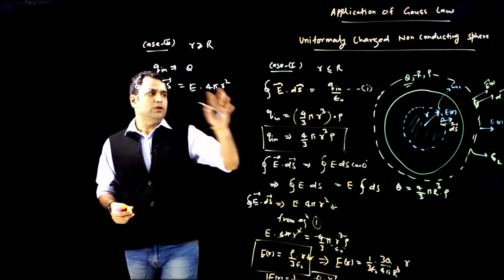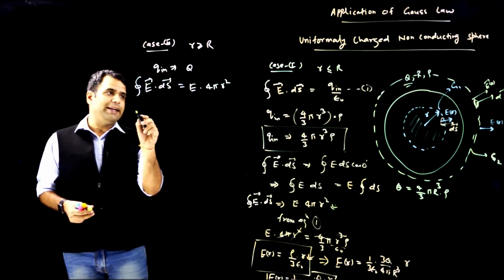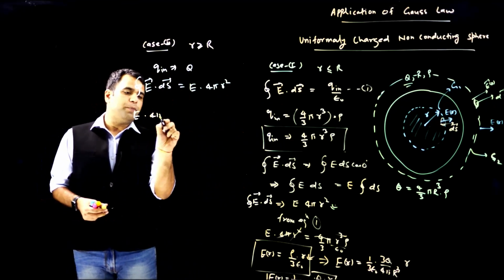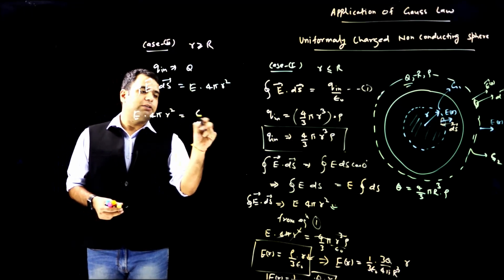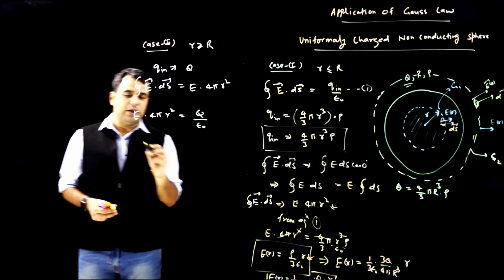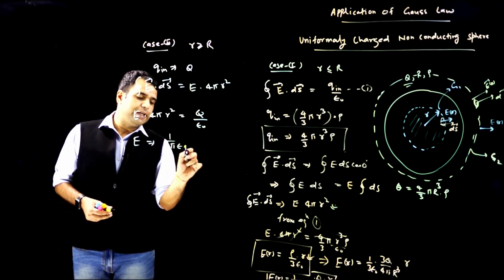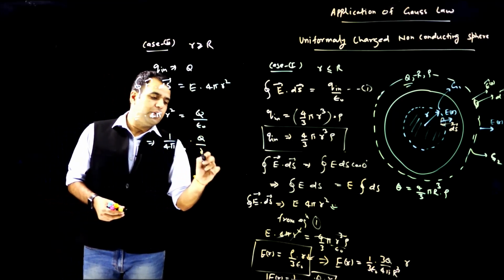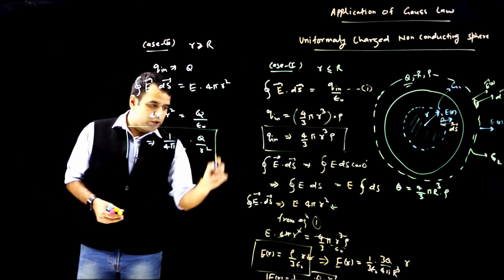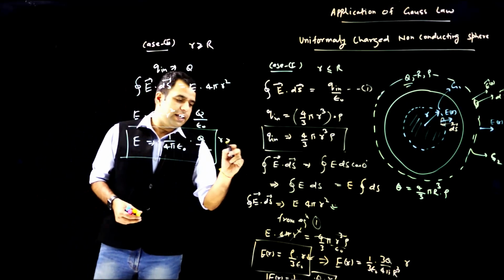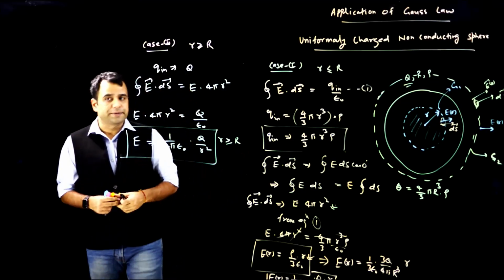So when we put these two values into the Gauss law, we'll be getting E into 4 pi r square is equal to capital Q upon epsilon naught. And that will make the value of electric field 1 upon 4 pi epsilon naught capital Q upon r square. So this is the electric field for all r which is greater than capital R.